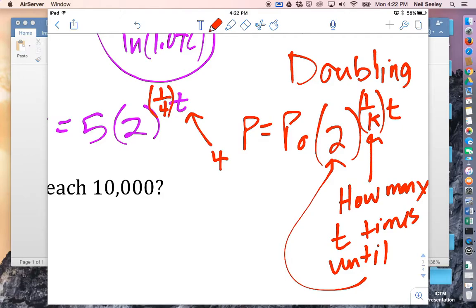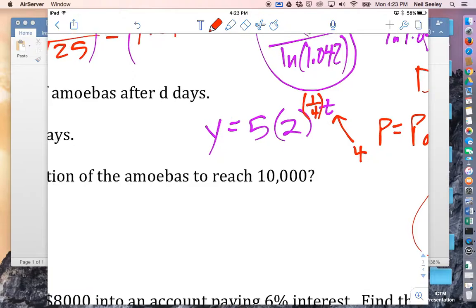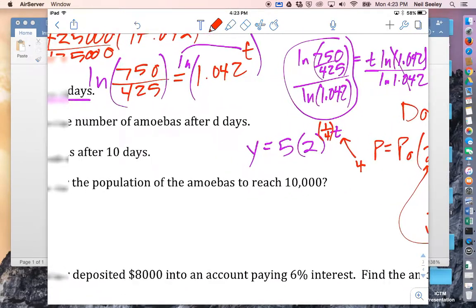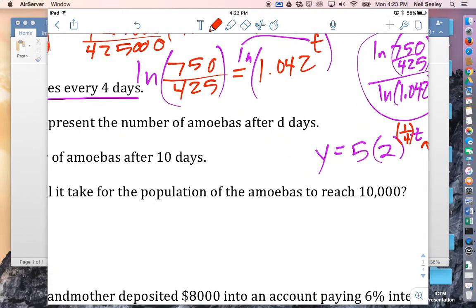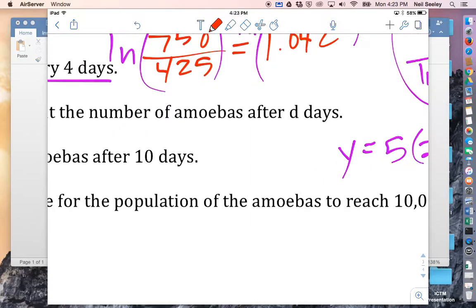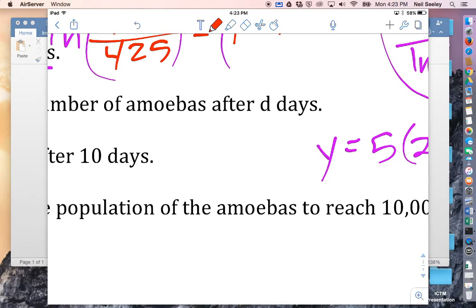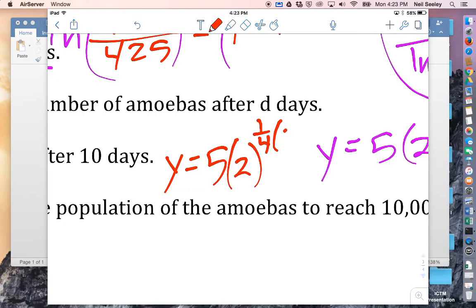Every 4 days means 1/4. Every 10 days would be 1/10. Every 150 days would be 1/150 in front. Okay, there's our little model that goes with it. Ours has a 1/4 in front of the t, with the 2 being the base because we're doubling. How many amoeba after 10 days? We'll find out 5 times 2 to the 1/4, and we're going to plug 10 in. Done. You'll find it in your calculator.